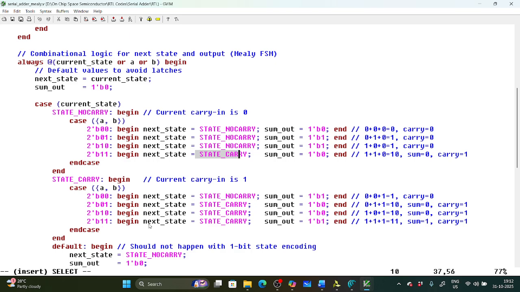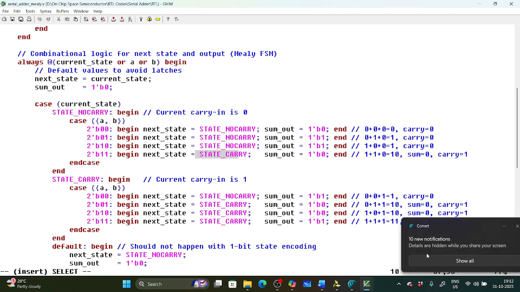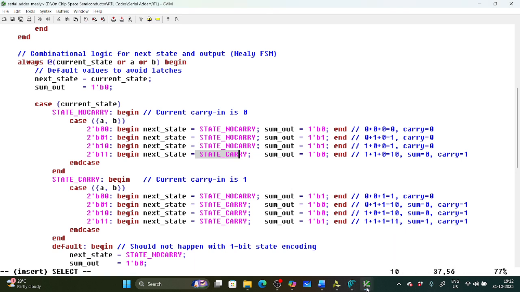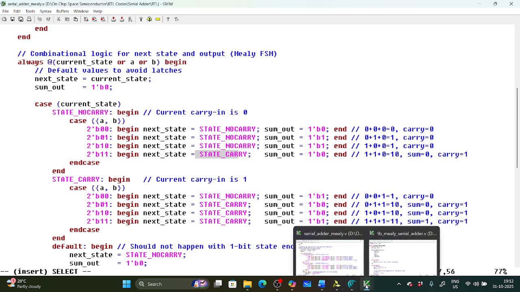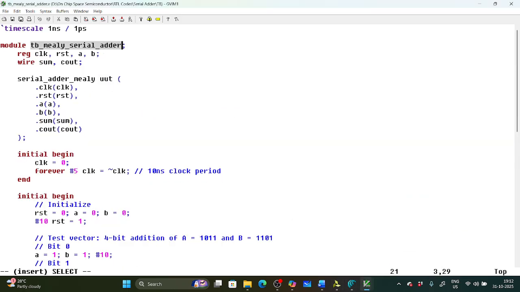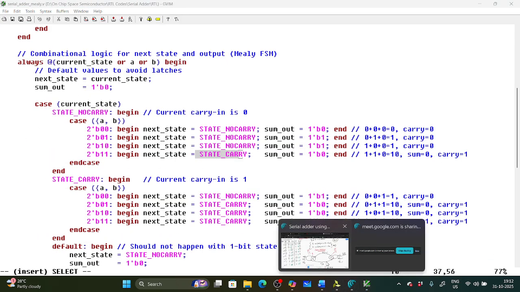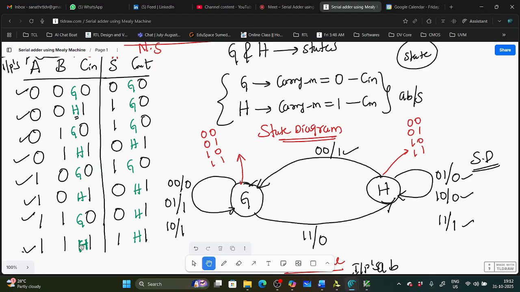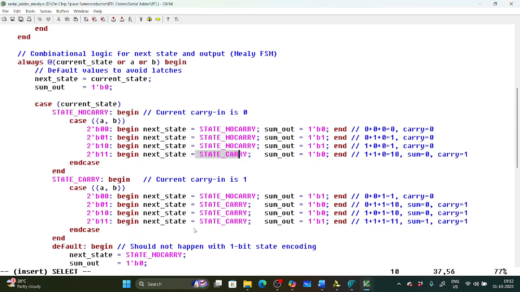And if it is 1, 1, 1, 1 plus 1 plus 1, that is 1 1, sum equal to 1, carry equal to 1. So 1 plus 1 plus 1 is nothing but carry in is 1 and sum is 1. So what is the next state? State carry, nothing but state carry only. Next state equal to state carry, and sum out equal to 1. So next state logic I wrote with combinational logic.